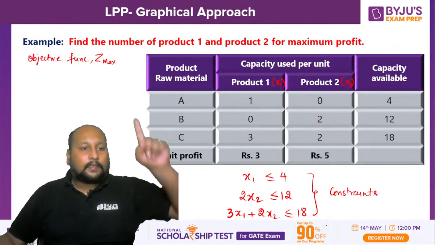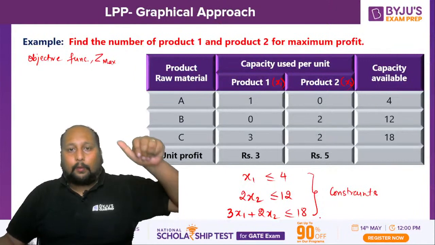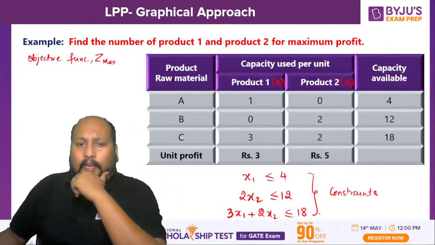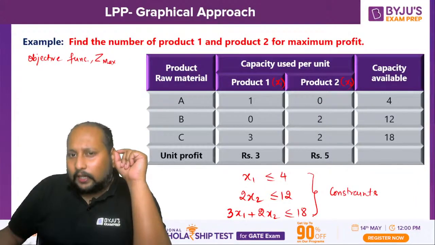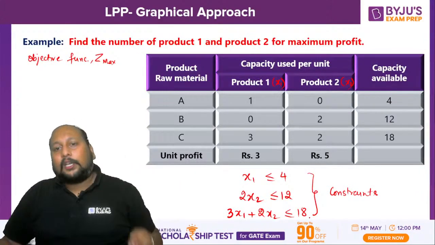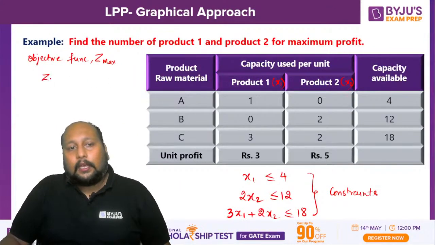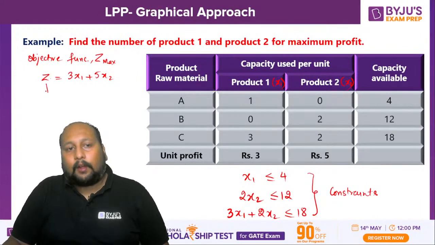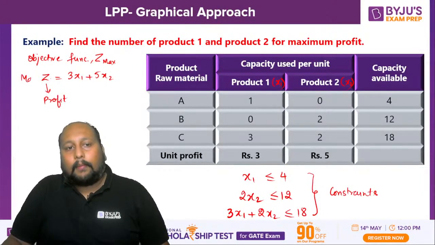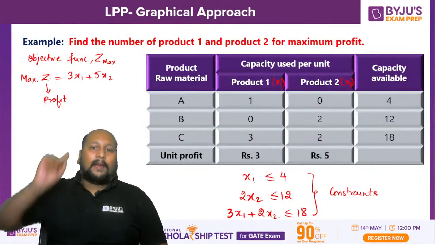First requirement is done. To formulate any LPP, you want constraints and you want an objective function. Now if you try to visualize, the profit for manufacturing 1 unit of product 1 is 3 rupees. I'm manufacturing x1 units. So can we say the objective function is equal to 3x1 plus 5x2? This is nothing but the profit we are talking about, and we need to maximize this value.